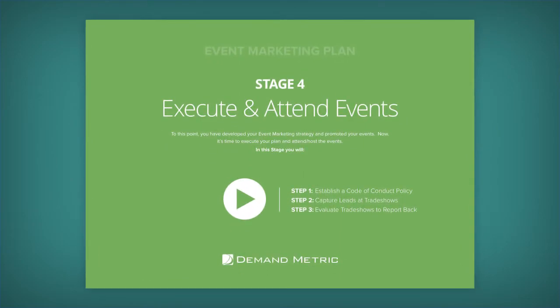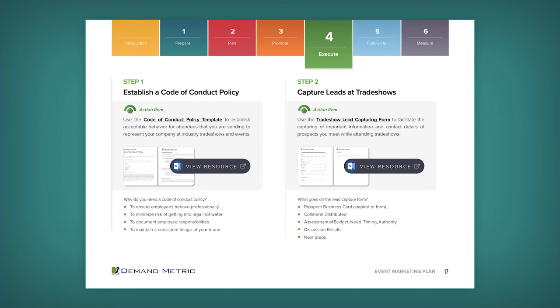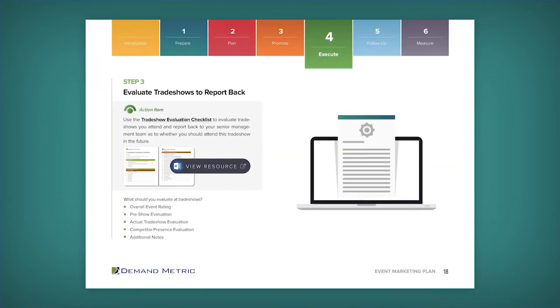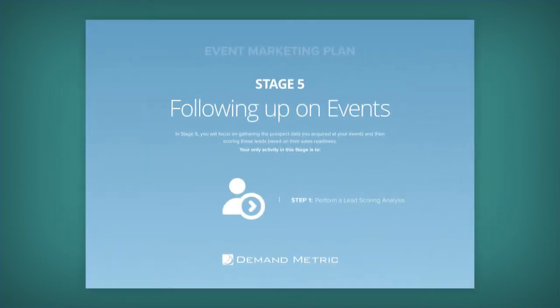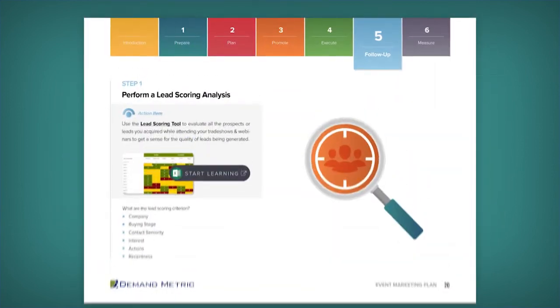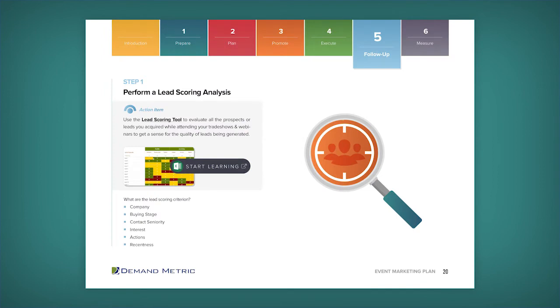For stage 4, we're going to execute and attend events. And here, the first step is to establish a code of conduct policy, capture leads at trade shows, and then evaluate trade shows to report back. Stage 5 is about following up on events. And here, your one and only step is to perform a lead scoring analysis.